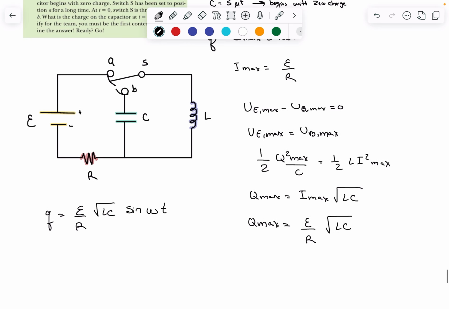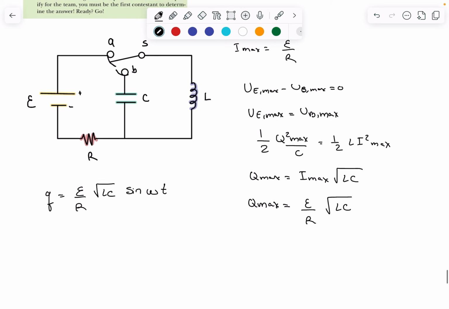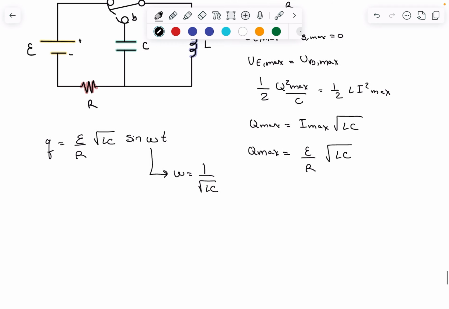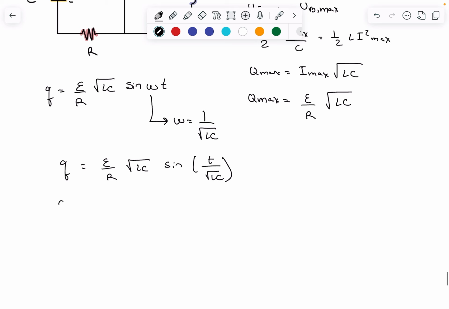Now the last thing we do before we substitute all our values in is figure out what omega is, where omega is just equal to 1 over square root of L times C. And then we can go ahead and say Q is equal to E over R square root of LC sine of t over square root of L times C. So now let's go ahead and plug everything into here.